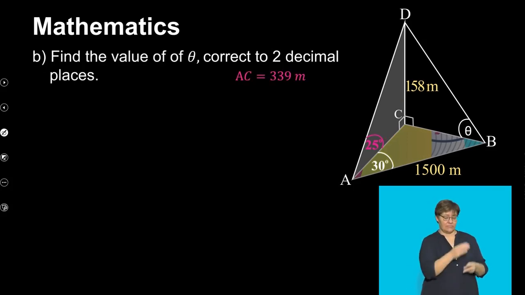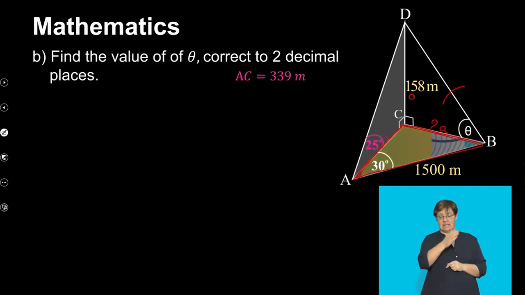Okay, they want us to find the value of theta correct to 2 decimal places. Now, to find theta, we have a bit of a problem, because we did say we don't have enough information in this triangle here. So we're going to use the base triangle to first find BC. And once we've found BC using the green triangle, we can then use opposite and adjacent to find theta in triangle CDB.